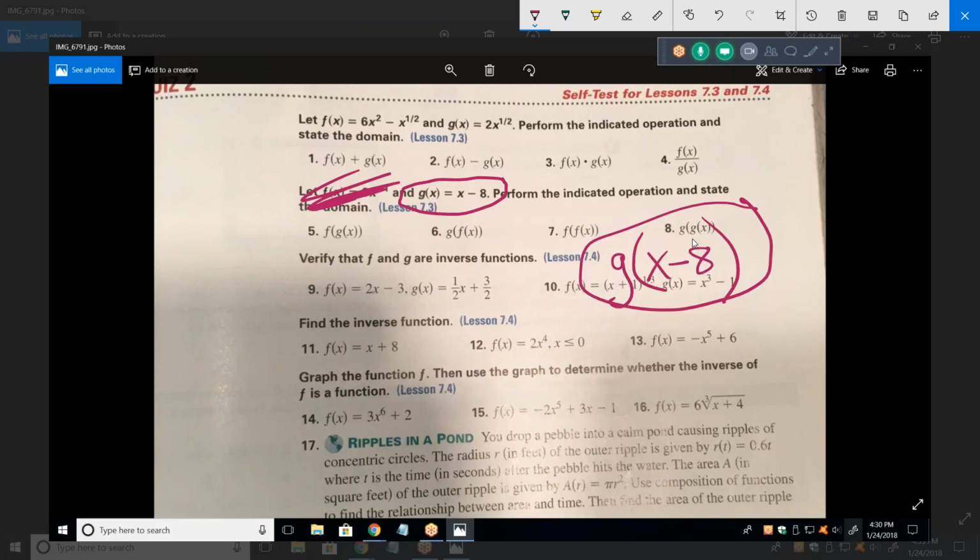So what do I do when there's something in the parentheses other than just x? What's the rule? Put the number in for x. Not the number. You put the whole thing. The whole thing in for x. Whatever is in the parentheses in for x. Okay, so what does that equal to? X minus 8 minus 8? Correct.